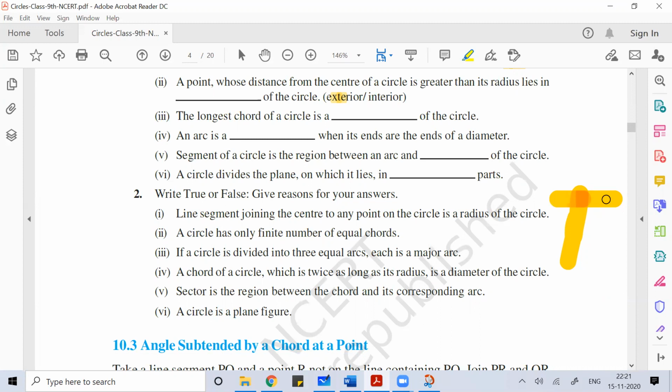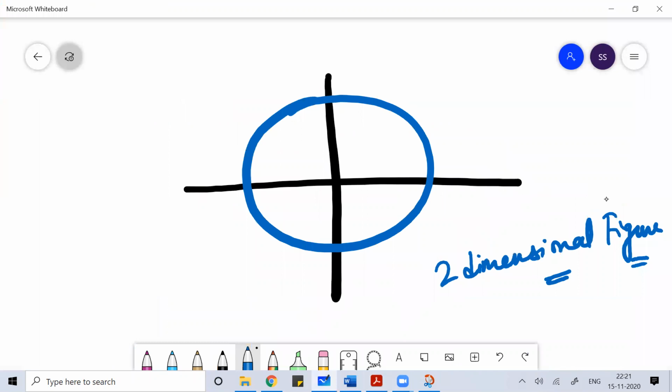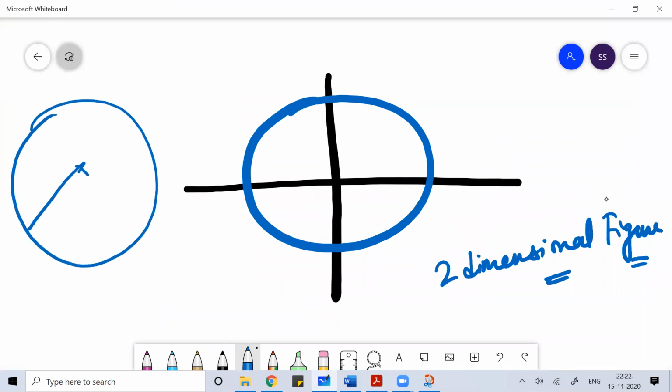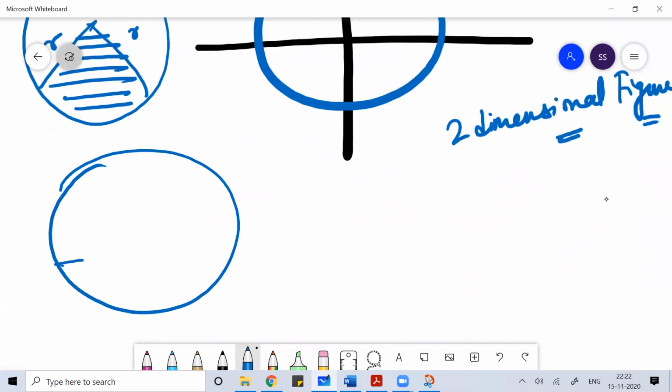Then question number five, a sector is a region between the chord and the corresponding arc. Whenever we talk about the region between the chord and the corresponding arc, that is called a segment, not the sector. Okay, the sector is the region between the arc and the two radii of the circle. So what is a sector? A sector is basically this region. It is a region between the two radii and the arc of the circle. While what is a segment? A segment is the region between the arc and the chord of the circle.